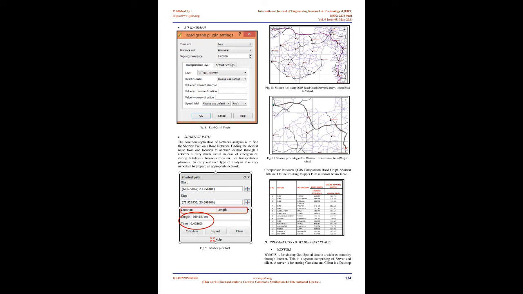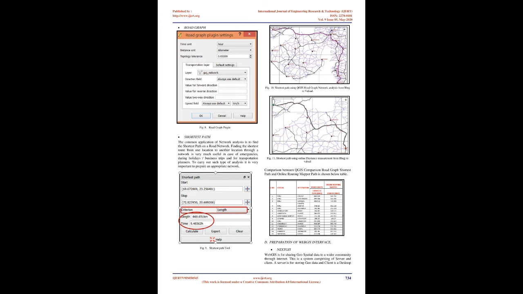Fig. 7. Network line layer and node layer. Road Graph. Fig. 8. Road Graph plugin. Shortest path. A common application of network analysis is to find the shortest path on a road network. Finding the shortest route from one location to another through a network is very useful in emergencies, during holidays or business trips, and for transportation planners. To carry out such analysis it is very important to prepare an appropriate network.